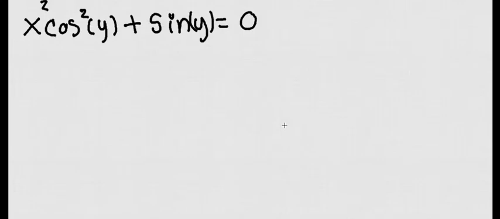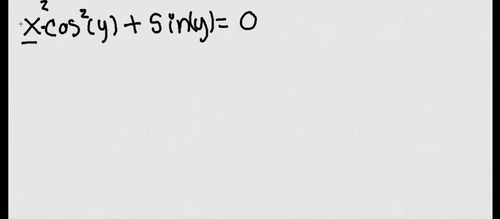Hi guys, welcome back. So let's go ahead and do another example of implicit derivation. In this case, we're going to do a trigonometry function. So let's do it. Let's go ahead and do the derivative of x squared times cosine squared of y.